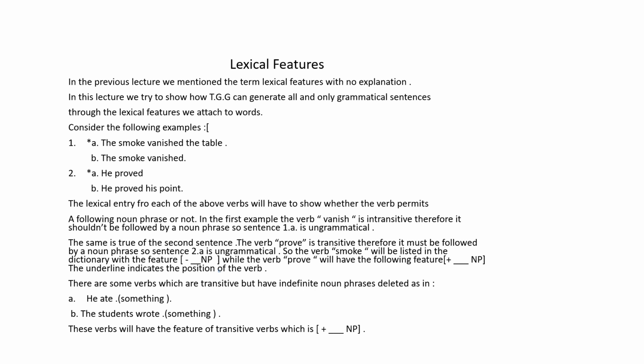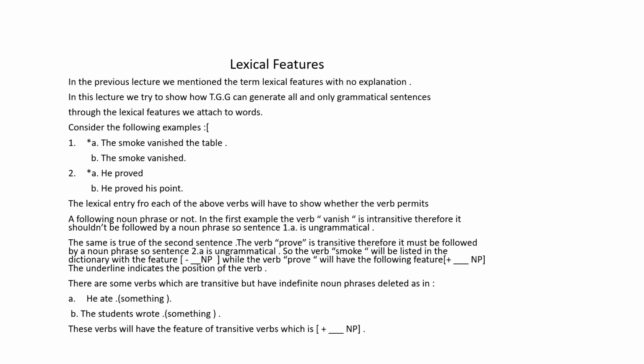So the lexical entry for each of the above verbs will have to show whether the verb permits, which means allows, a following noun phrase or not. In the first example, the verb vanish is intransitive. Therefore, it should not be followed by a noun phrase. So sentence 1A is ungrammatical. The same is true of the second sentence. The verb prove is a transitive verb. Therefore, it must be followed by a noun phrase. So sentence A is ungrammatical.